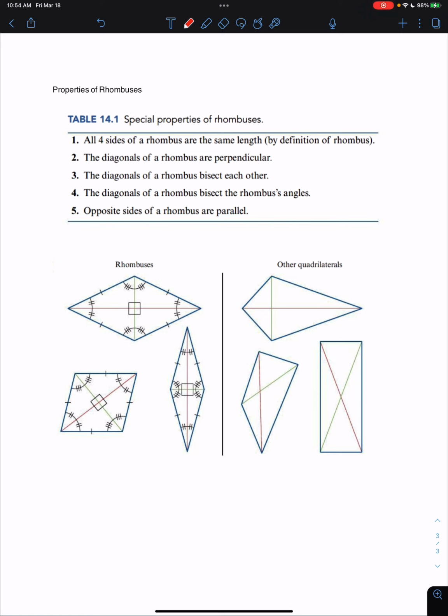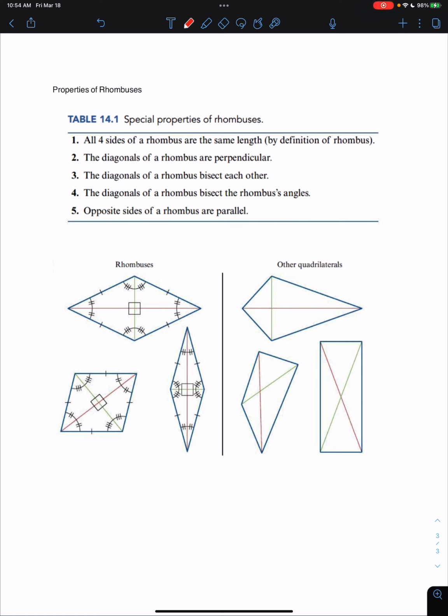So you can see down here in my little diagram that each of the sides of each of these rhombuses has a little hash mark. And that hash mark, as we've seen before, means that the sides are congruent to each other. And so that is a characteristic of rhombuses. All of the sides are going to be congruent.